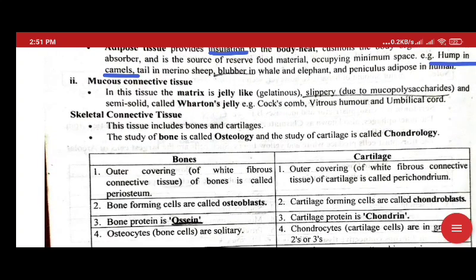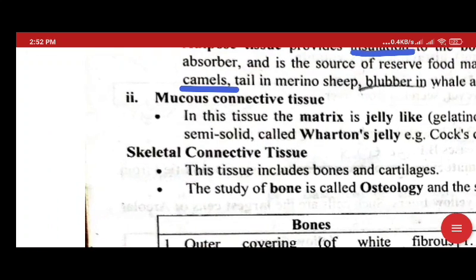Also we have mucous connective tissue. In mucous connective tissue we have the matrix as jelly. Now what is matrix? If this is the cell, and this is the fluid filled cavity, then the fluid present here is called matrix.